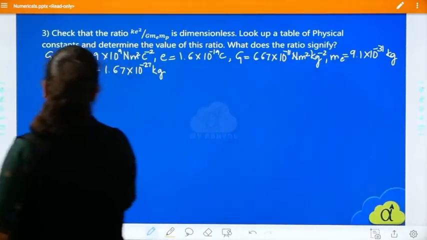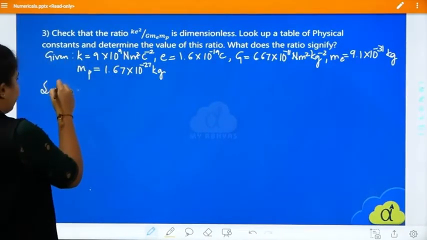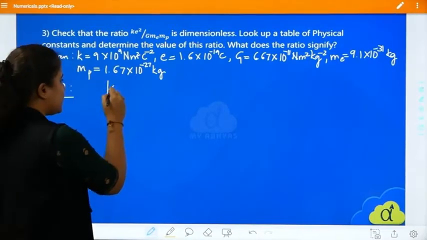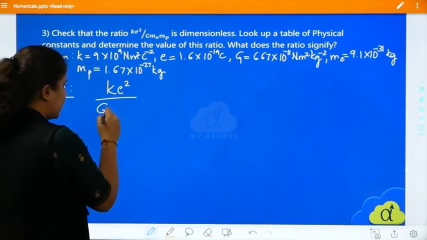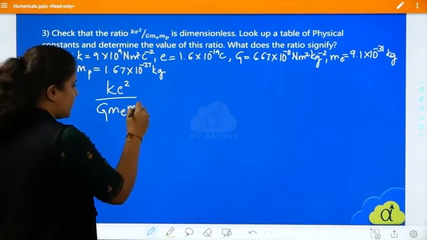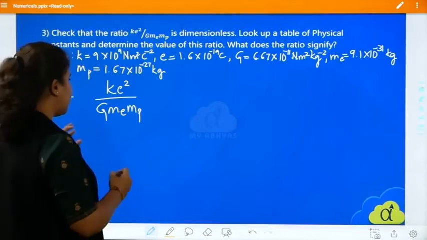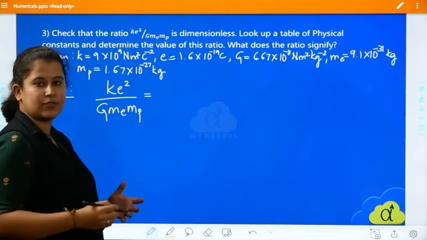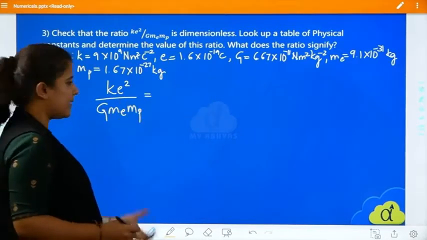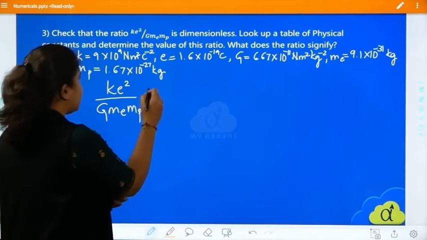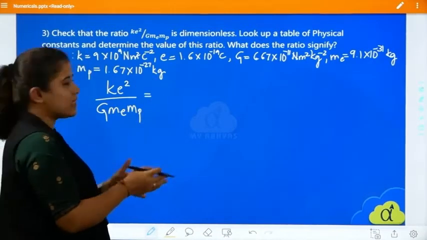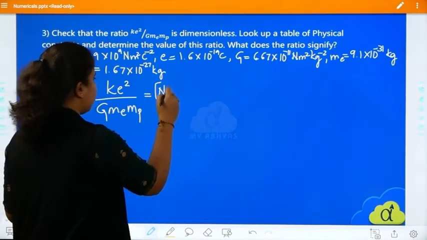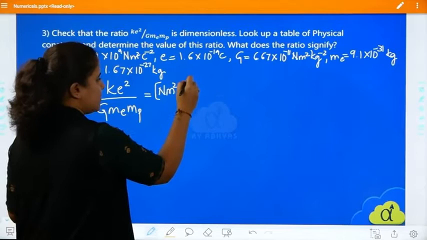So coming to the first solution, what do I have to do? First, I have to find out whether the value is dimensionless. So first thing is ke square divided by G Me Mp that they have given me, right? So I have to find out the dimensions, and for that I have to know the SI units. The SI unit of K is Newton meter square per coulomb square. So I'll just write it: Newton meter square per coulomb square.